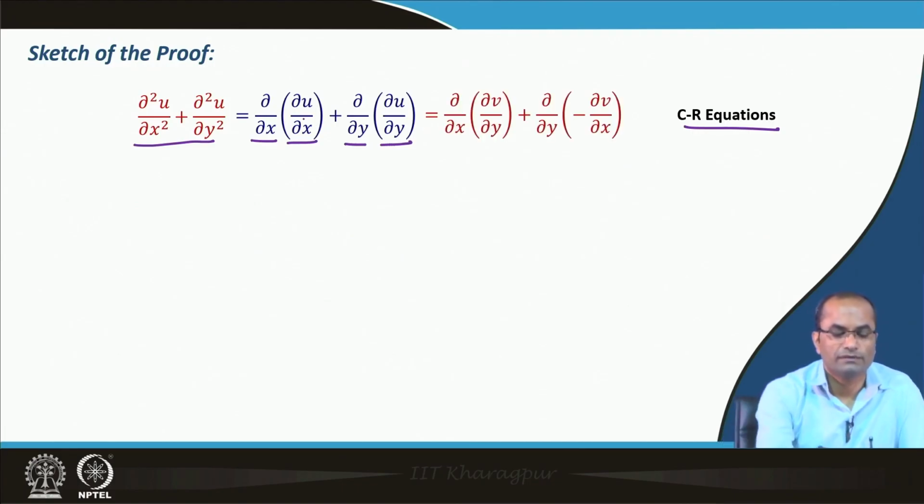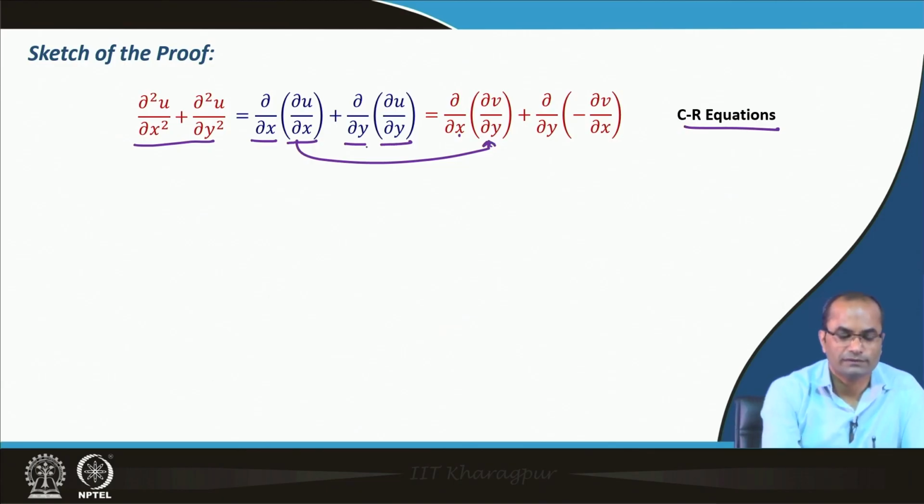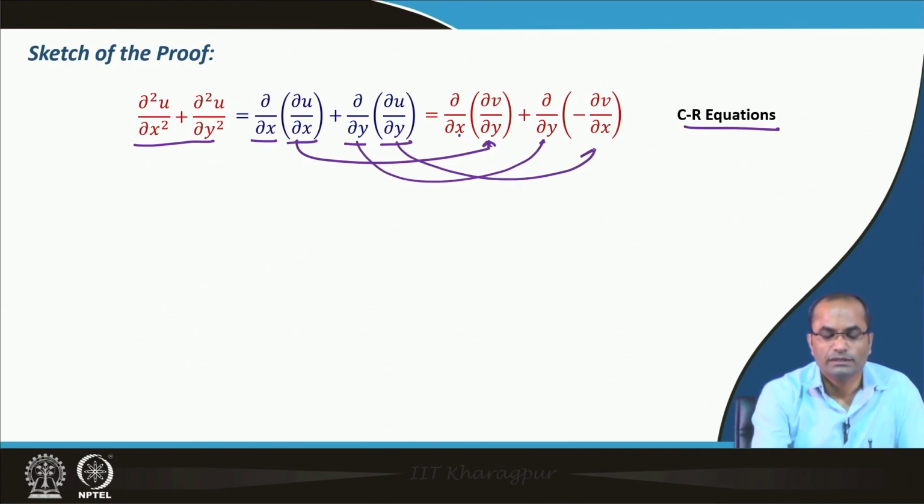So, that relation we can use here: del over del x, del u over del x is replaced with del v over del y using the CR equations, and then we have here del over del y, and this term is replaced again with the CR equation. So, del u over del y is minus del v over del x.